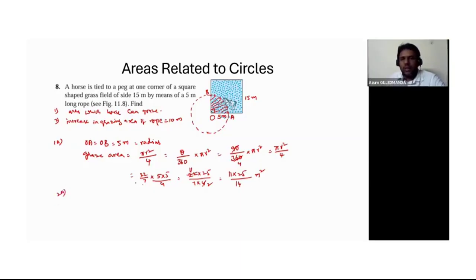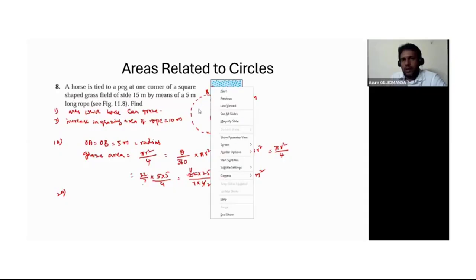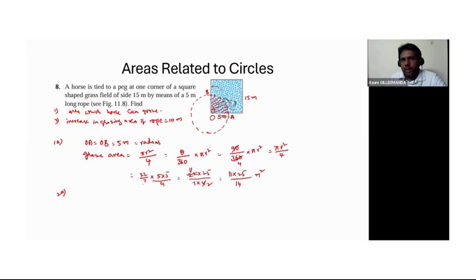Now let's look at the second one, the grazing area. Here the hint is 1/4 of the circle, pi r square by 4. Now, the increase in grazing area if the rope is 10 meters. Let's say if the length is 10 meters, it can graze up to here, right? You understood? So what is the increase in area they are asking? That means the area between these two sectors, right?